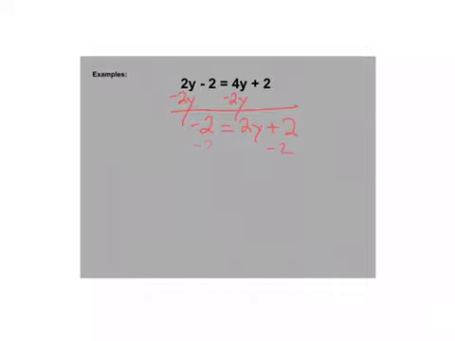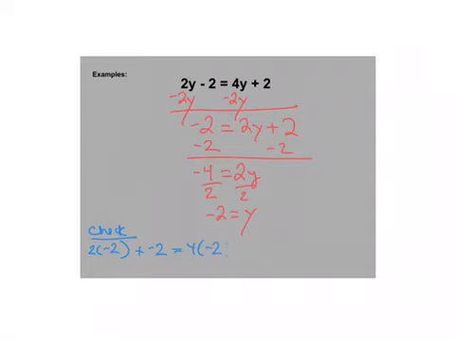Now I'm going to take 2 away from both sides, and I've got negative 4 is equal to 2y, and I've got negative 2 equals y. And I'm never just going to go on to the next problem without really checking and verifying and making sure. So let's check and see. 2 times negative 2 plus negative 2 is equal to 4 times negative 2 plus 2. So not doing any math yet, just substituting in my values. I've got negative 4 plus negative 2 is equal to negative 8 plus 2.